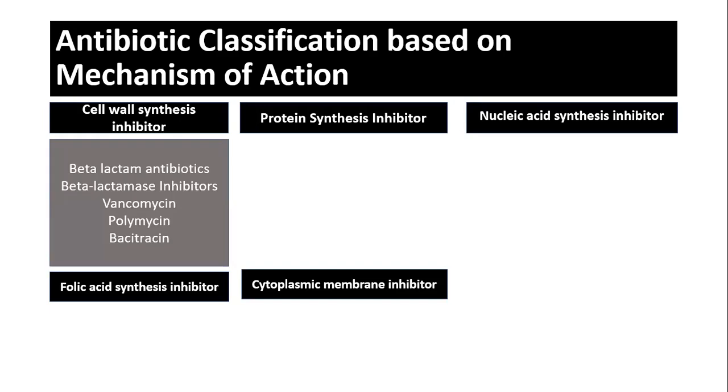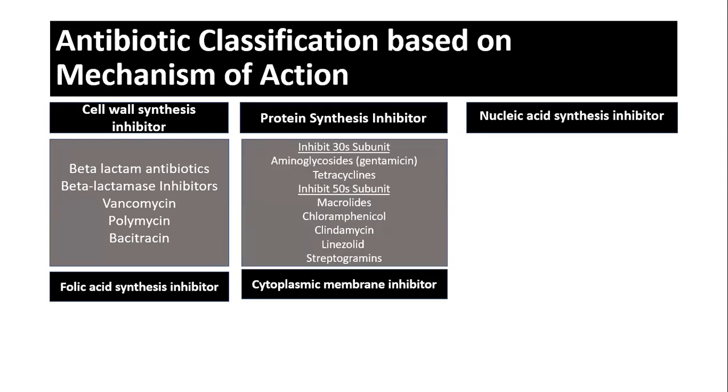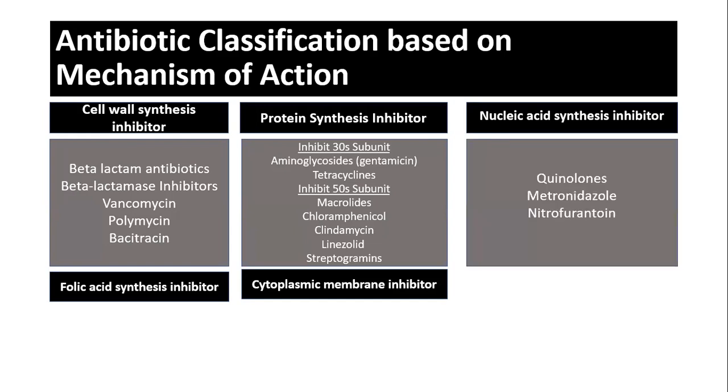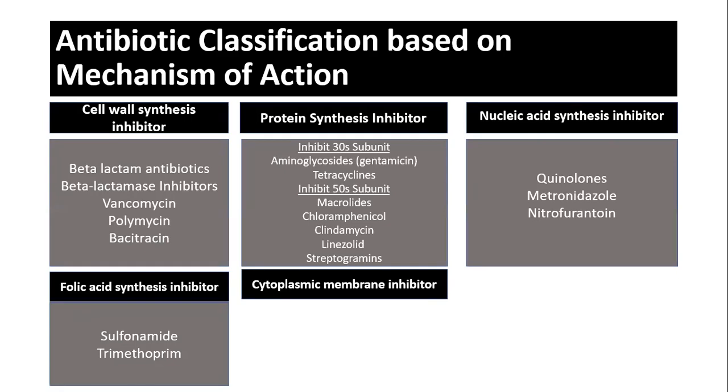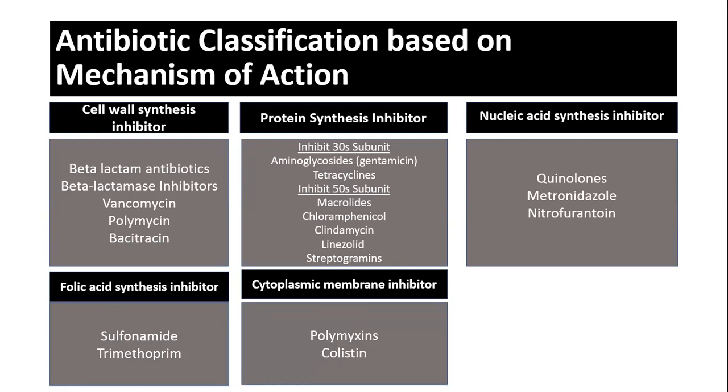Beta-lactam antibiotics, beta-lactamase inhibitors, vancomycin, polymyxin, and bacitracin all belong to cell wall synthesis inhibitors. While protein synthesis inhibitors include 30S subunit inhibitors and 50S subunit inhibitors. Nucleic acid synthesis inhibitors include quinolones, metronidazole, and nitrofurantoin, while sulfonamide and trimethoprim come under the classification of folic acid synthesis inhibitors, and colistin and polymyxins are the cytoplasmic membrane inhibitors.